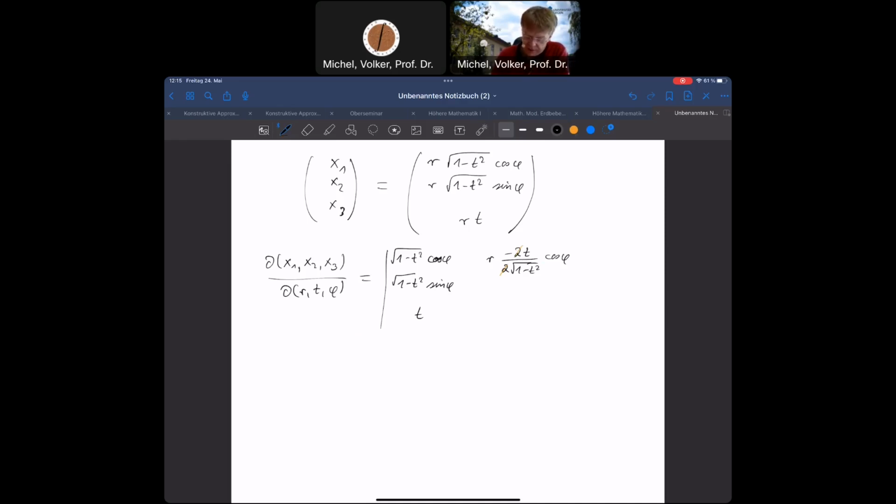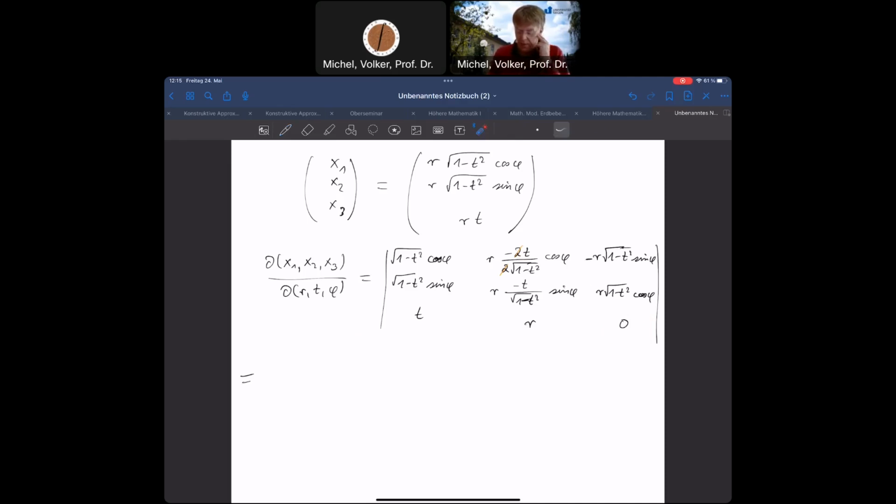The next one is analogous. So it's r, and then it's minus t divided by square root of 1 minus t square, sine phi, and then it's an r. And the differentiation with respect to phi is certainly easy. It's an r square root of 1 minus t square, and the cosine phi gives you minus sine phi. And then we have an r square root of 1 minus t square cosine phi, and the last one is a 0.